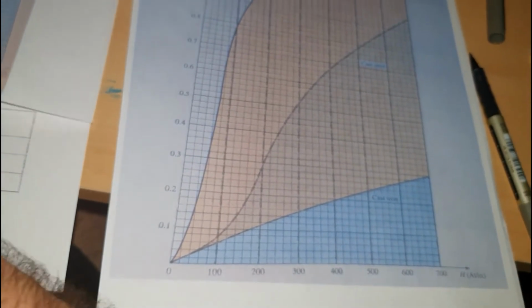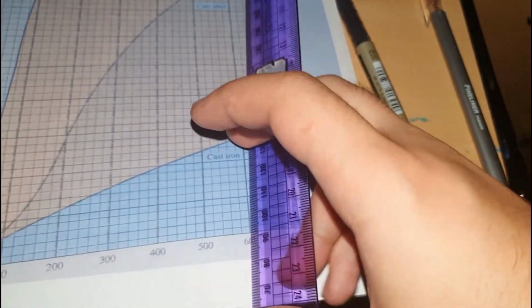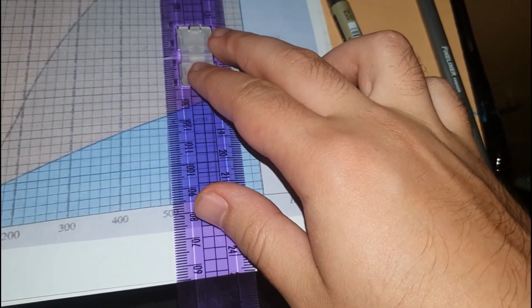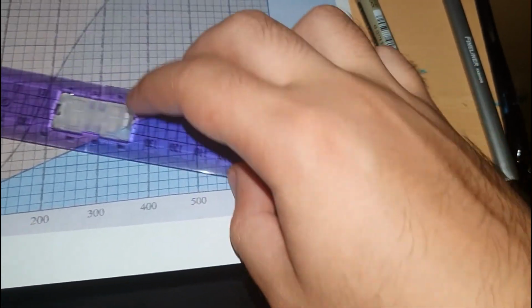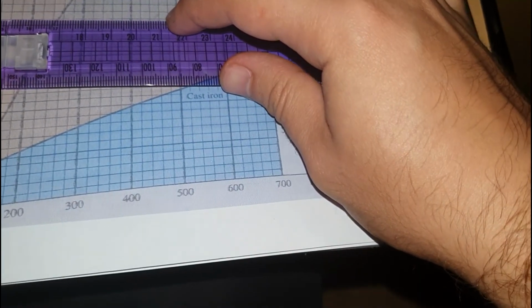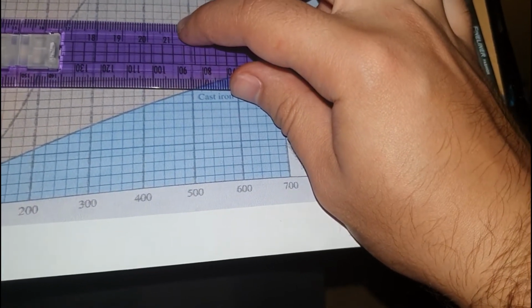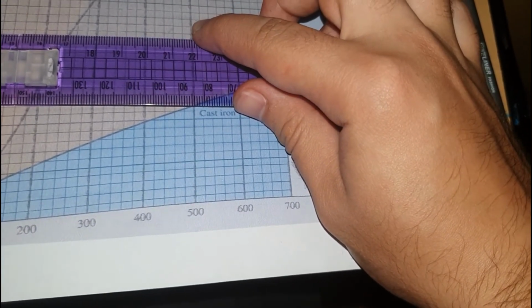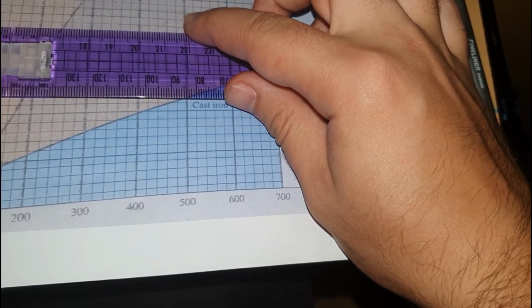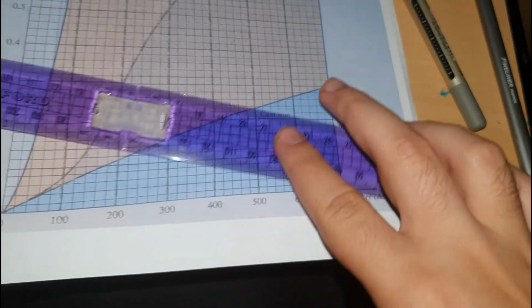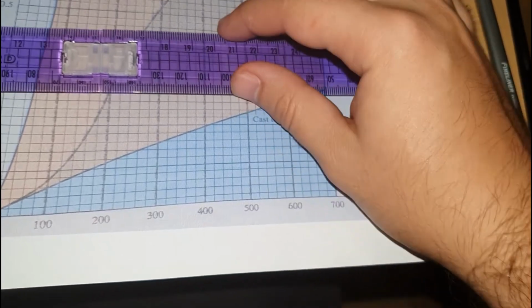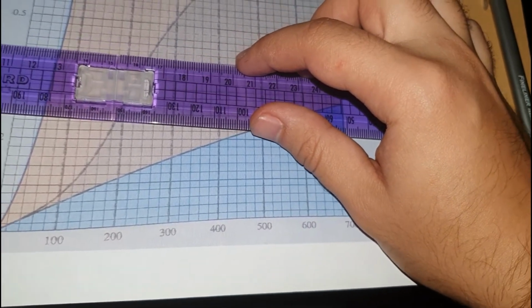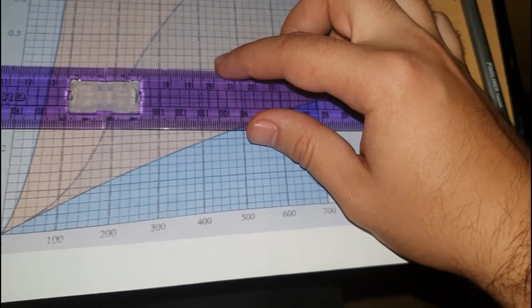500 should be there, and it's cast iron, so 500 is here, and the cast iron. Then we turn it around, and that one should be about 2.4, because it's passing 2 squares. Sorry, I don't think you saw that properly. There you go, 2.4, it's passing 2 squares.